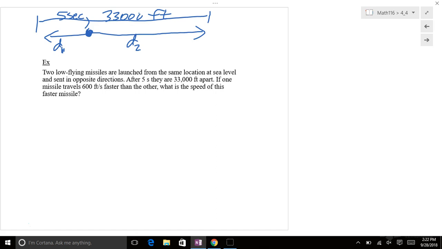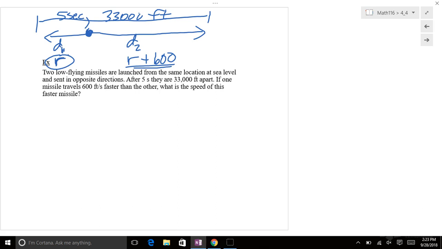If this is going some rate, this is our slow one, and then the other one is 600 feet per second faster, so that's that rate plus 600. For example, if this rate is 100 feet per second, then the other one would be 700 feet per second because it's 600 feet per second faster. So the question is, what's the speed of the faster missile?